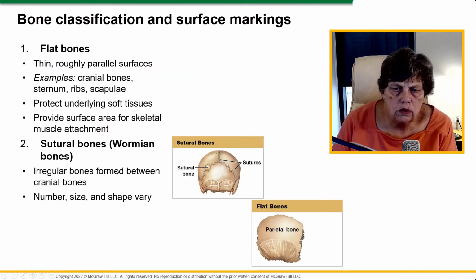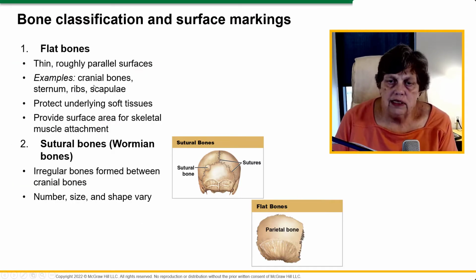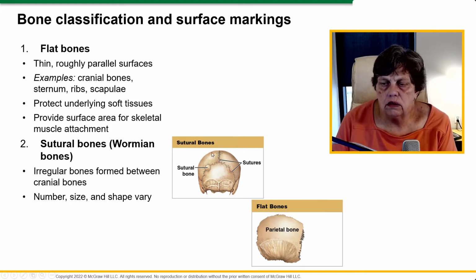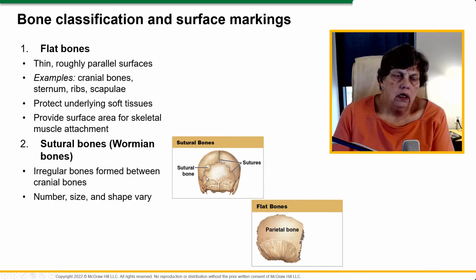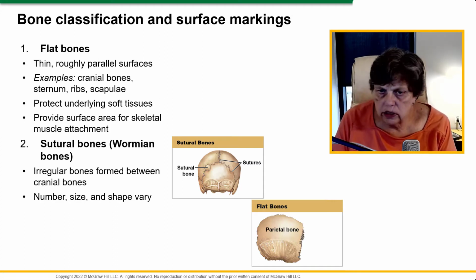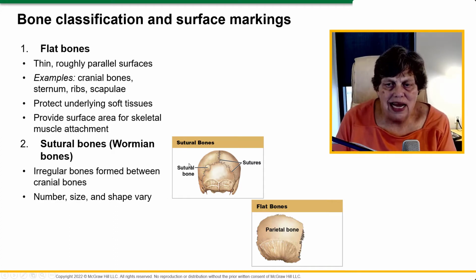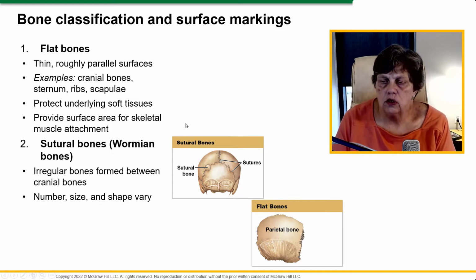The flat bones are obviously flat. These are the bones in the skull, the ribs in the rib cage, and what we call the shoulder blade, or the scapula. They're going to protect the underlying soft tissues. Think about your skull protecting your brain, the rib cage protecting the heart and the lungs. They also provide a pretty good surface area for muscle attachment for the skeletal muscles. So we'll take a look at that.